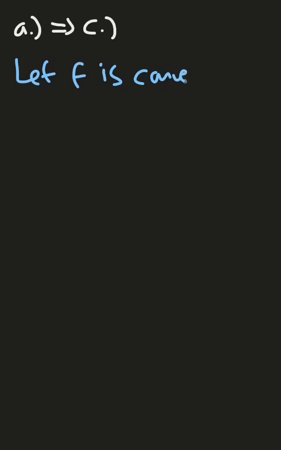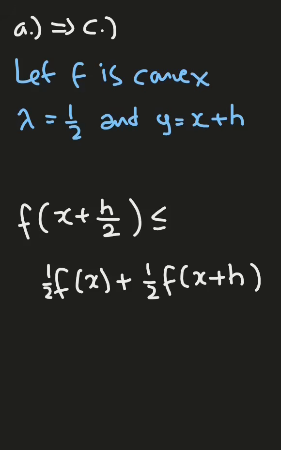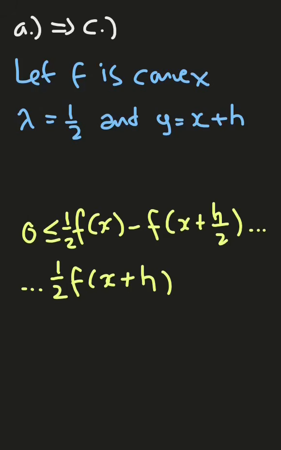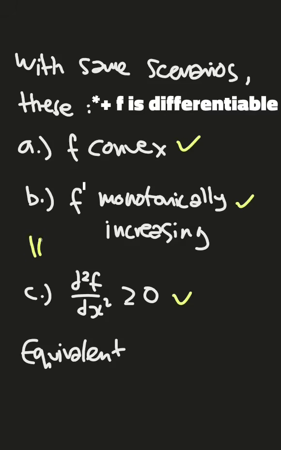And the last one, we prove that A implies C, by letting f be a convex function, taking lambda as 1/2 and y equal to x plus h. By the convexity definition, we have this inequality, and with some modification, we have this inequality. Because this is a differentiable function, we can take h approaching 0, so we get the second derivative definition by using the fundamental definition of derivative. So back to the statement before, we get that these three statements are equivalent.